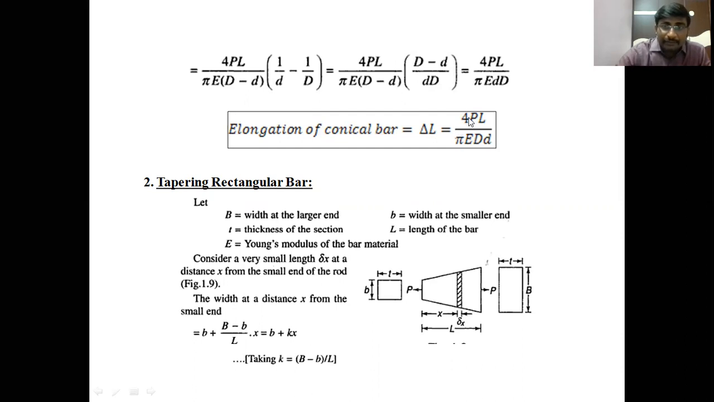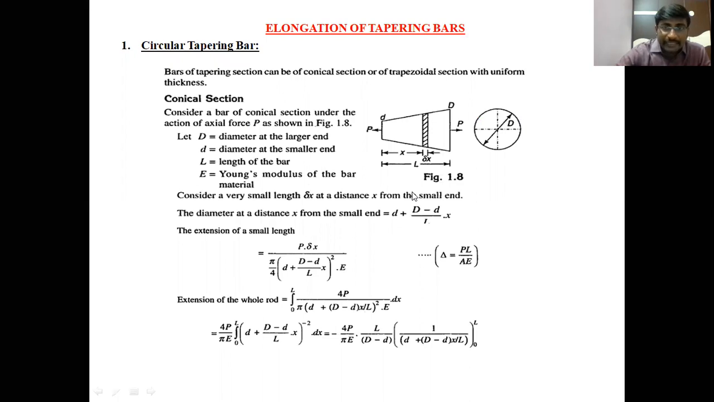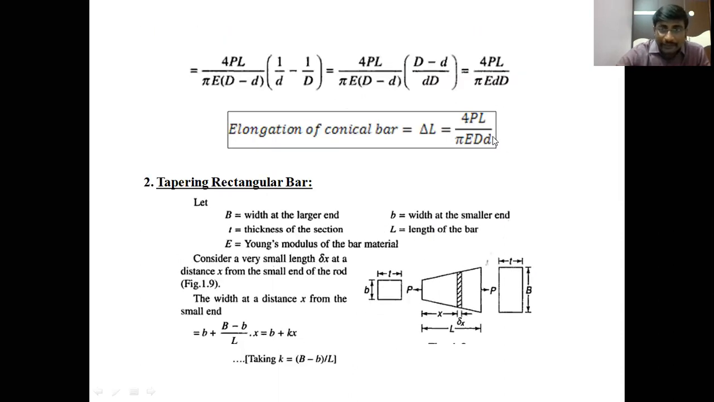Clear? This formula can be checked for the conical bar. How to check this formula? If small d becomes capital D, the tapered bar becomes a uniform bar. Whenever small d becomes capital D, the bar becomes uniform. Let us substitute capital D in place of small d in this formula. Then D into D becomes capital D square.